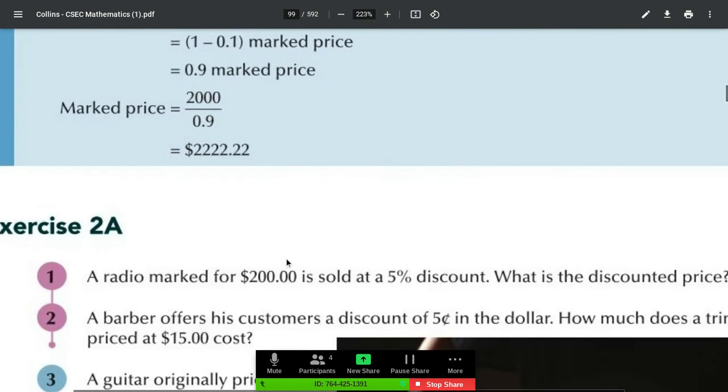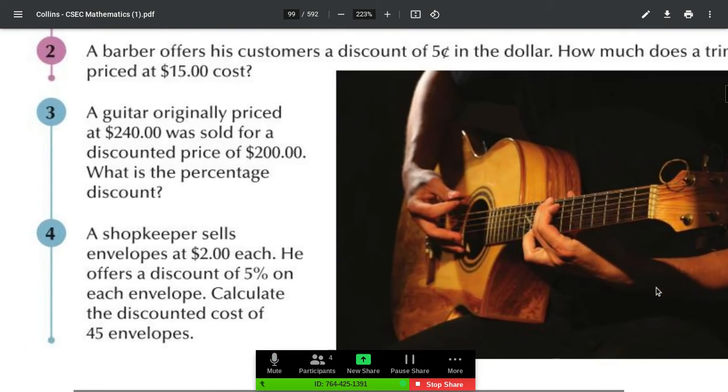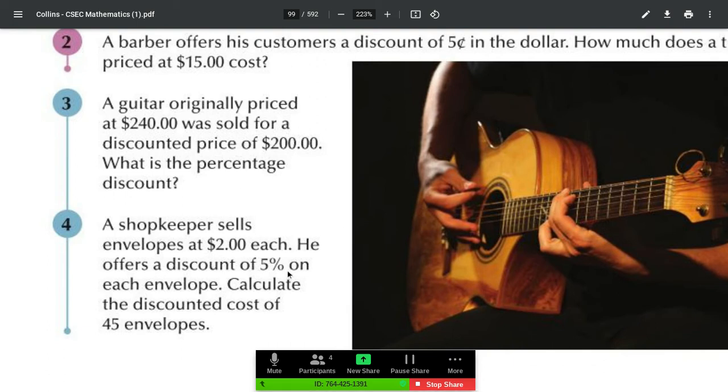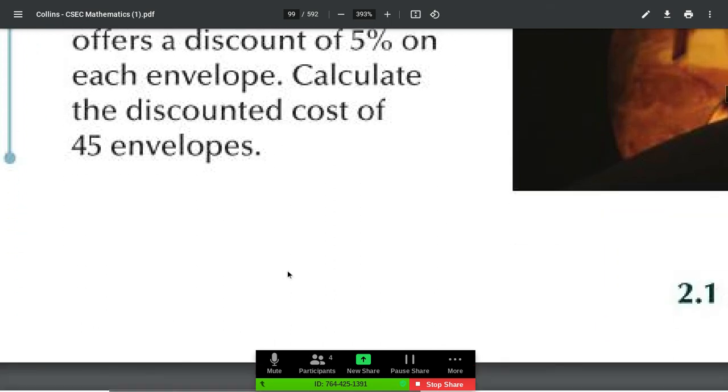All right, good. So the homework questions that we're going to give you now, I want you to quickly write them off. A shopkeeper sells envelopes at $2 each. He offers a discount of 5% on each envelope. Calculate the discounted cost of 45 envelopes. That's question 1. Question 2.